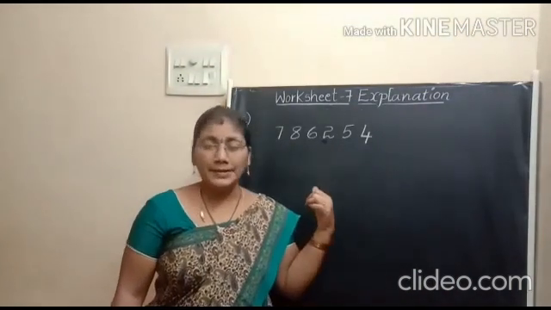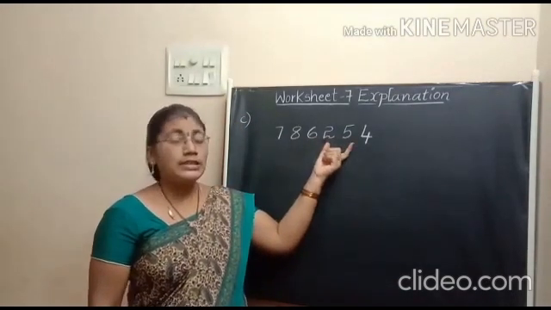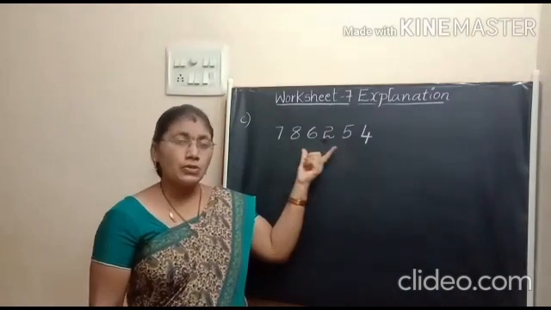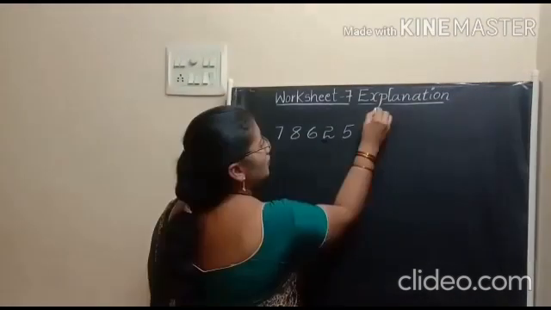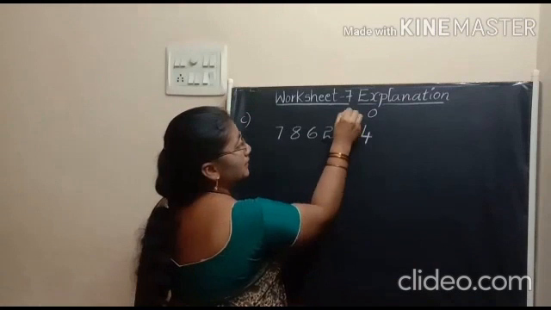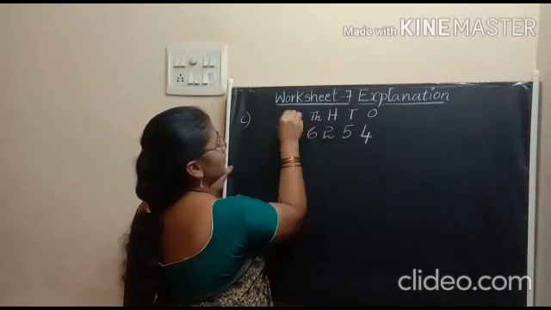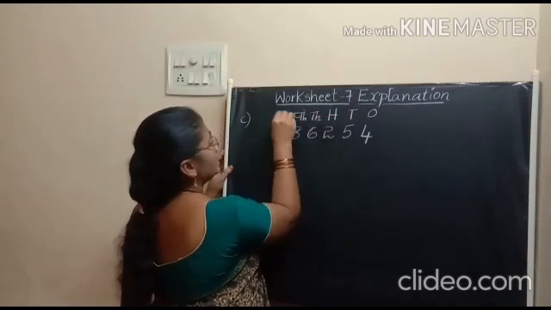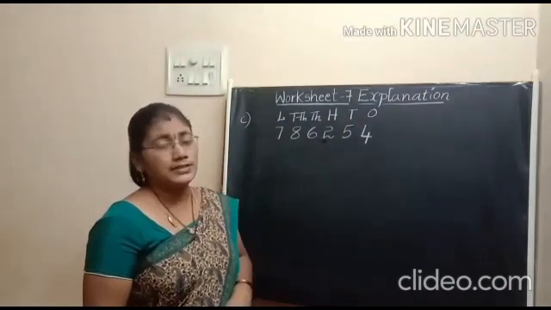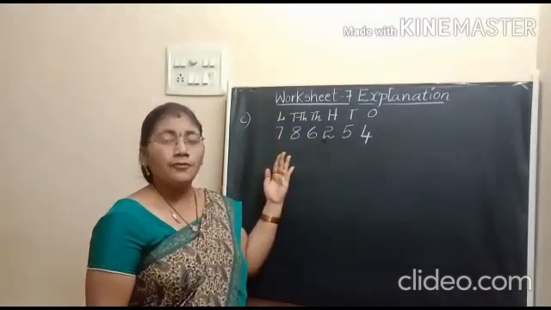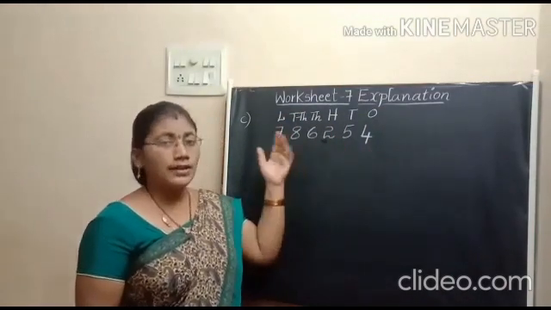The next number is 7,86,254. This is a 6-digit number. So, we need 6 places to represent these digits. Ones, tens, hundreds, thousands, 10,000, lakhs. These are the places we need to represent these digits. Now, to get the expanded form, we have to take the sum of the place values of these digits. Let us write it.